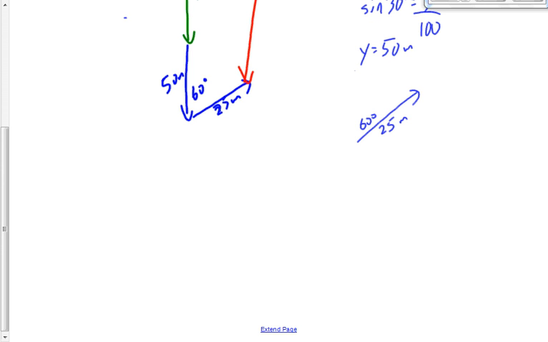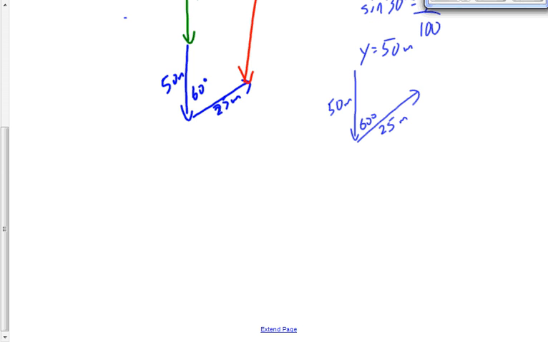People are trying to draw 50 meters here. Is that what we want to do? Do we want to draw that 50 meters there? These two vectors have nothing to do with each other. You walk east, then you walk north. The fact that you're walking north has nothing to do with the fact that you just walked east.